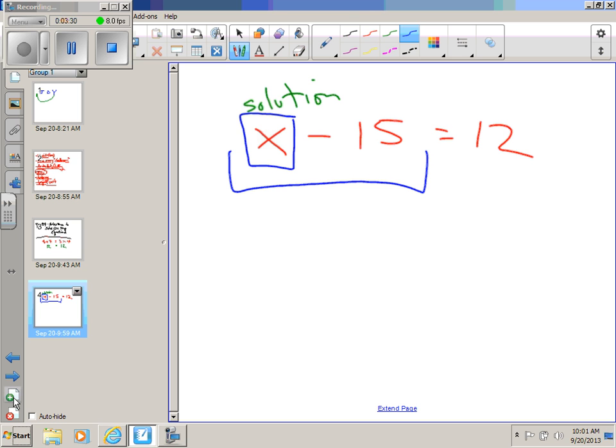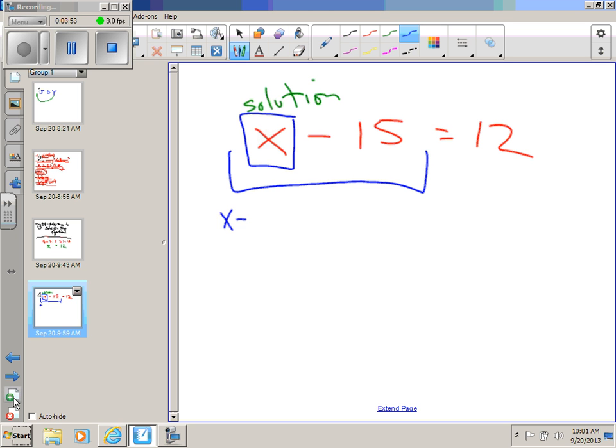So now I need to do the opposite, and I need to do it to both sides. What is the opposite of subtracting 15? Positive 15 or adding 15. And to be equal, to be fair, I have to do it where? To just one side? Both sides.